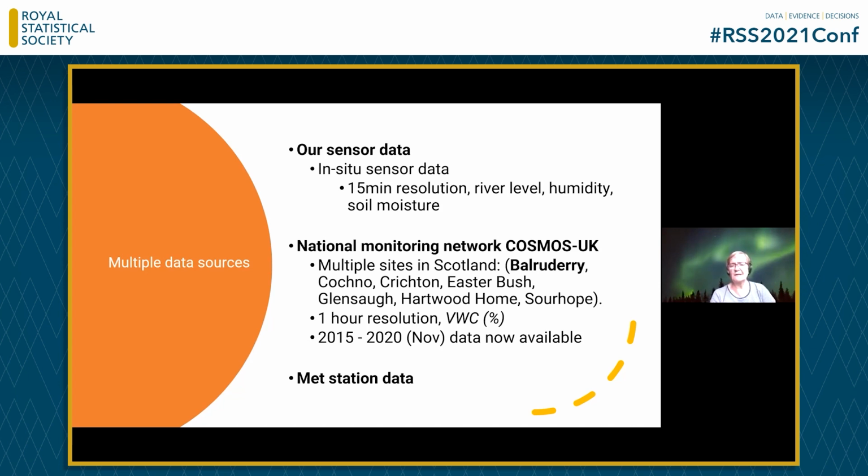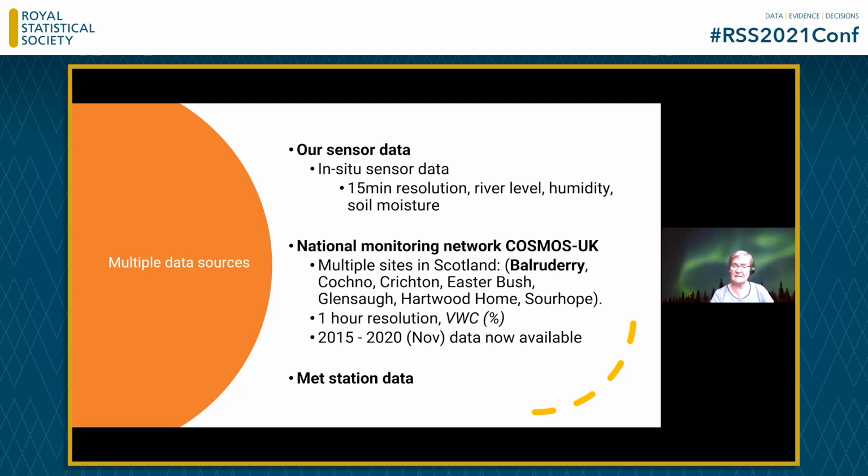At the same time, we've been making use of some of the national monitoring network data from the COSMOS network. There are multiple sites in Scotland, and they're not exactly in our catchment, but some of them are quite close, and the one at Bush Rudry is the closest. These particularly focus on soil moisture. They're at 1-hour resolution, and as I said, we started in 2015 to pull those data from the COSMOS network, all the way through to the present. As I said, our own sensor data have been operating for about a year. We've got the COSMOS data.